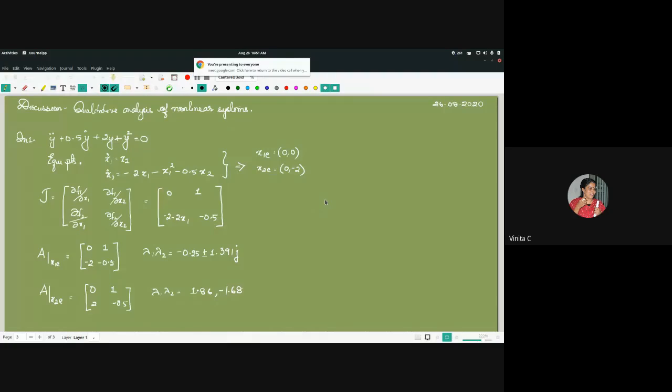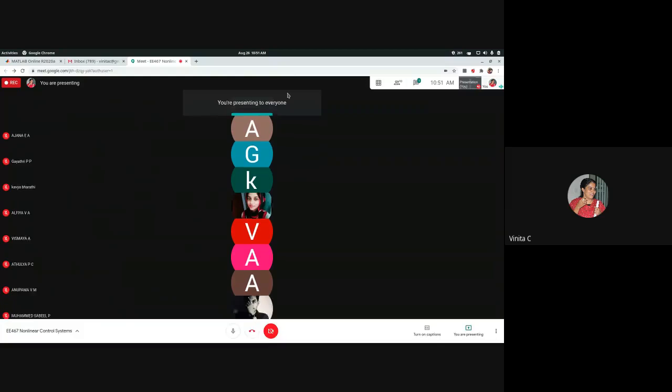Screen കാണാമല്ലോ ഇപ്പോൾ? ഓക്കെ. നിങ്ങൾ ടൈപ്പ് ചെയ്യുന്നത് എനിക്ക് കാണാൻ പറ്റില്ല.